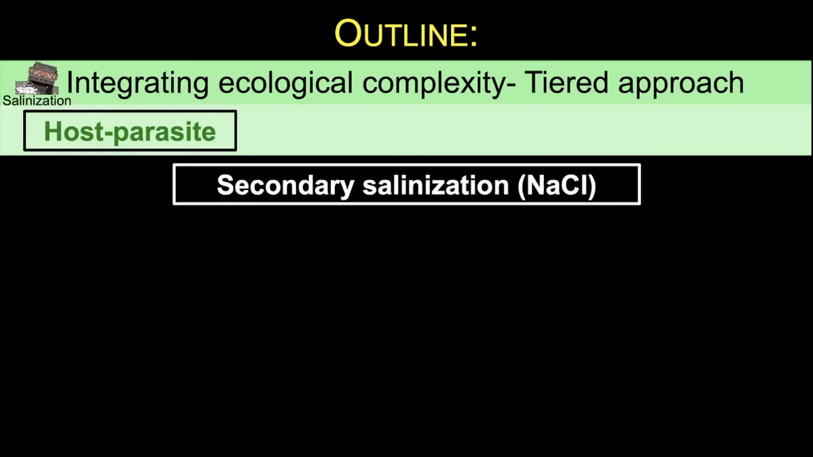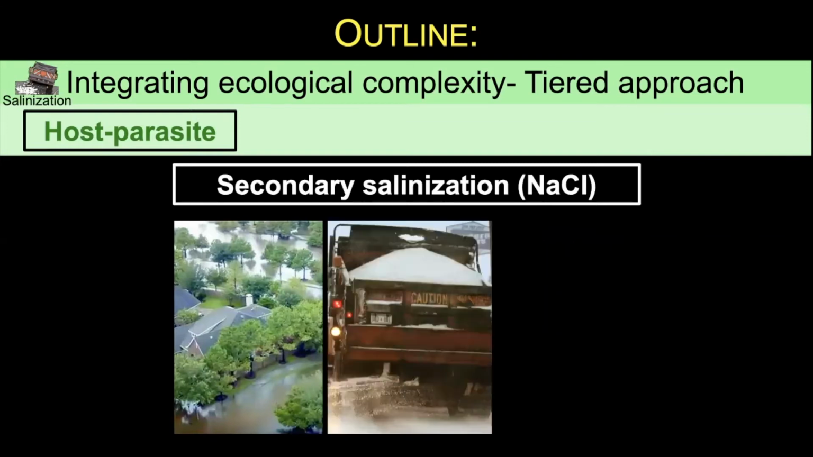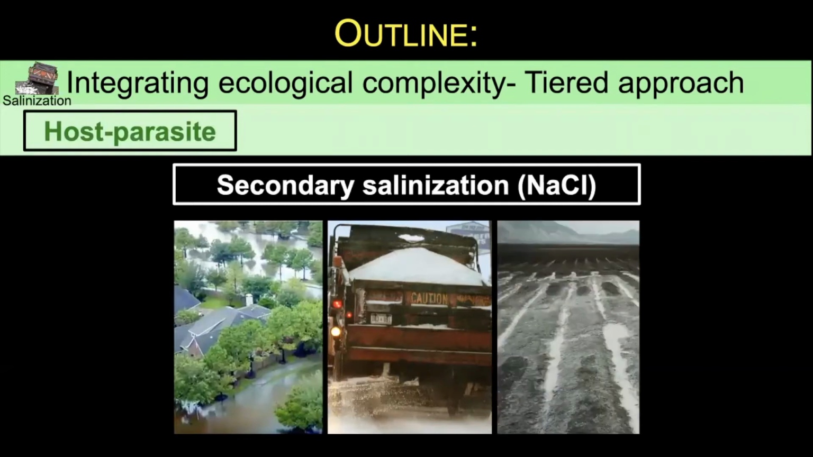First, secondary salinization is the influx of salt water, so NaCl, into freshwater ecosystems. There are a variety of ways that this can occur, from coastal flooding, where seawater comes into freshwater amphibian habitats, to the use of road salts to protect roadways from icy conditions, to also agricultural practices such as irrigation, which can bring salts into the fields, and these salts can then run off into freshwater systems like ponds.